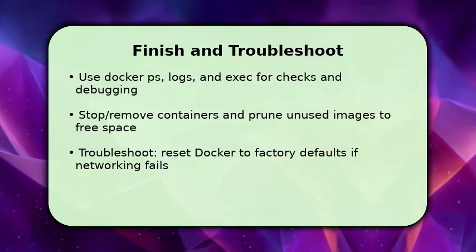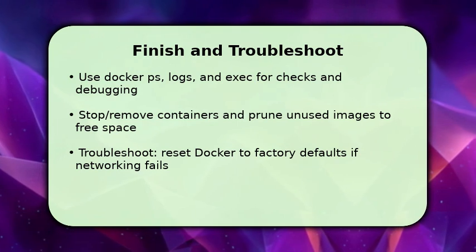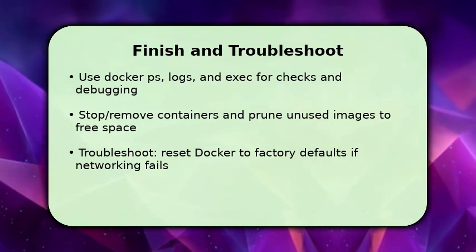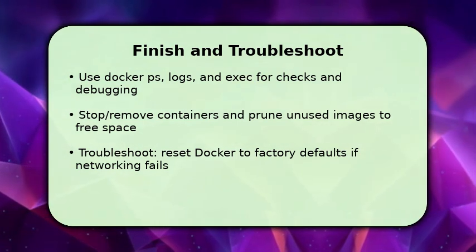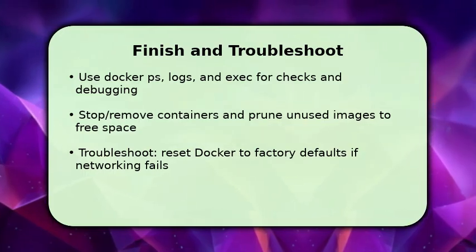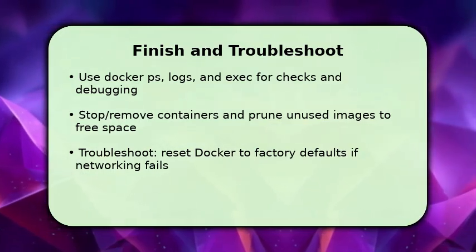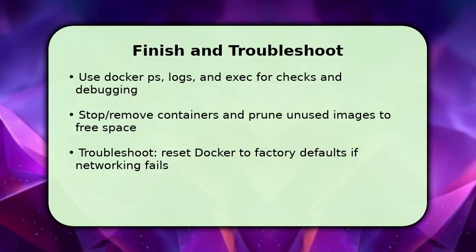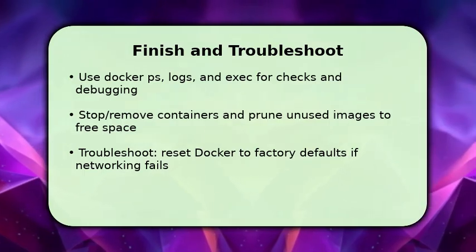If networking or mounts misbehave, restart Docker. Make sure file sharing is enabled for your project paths. If problems persist, reset Docker to factory defaults as a last resort. This clears state and often resolves stubborn VM or network issues.